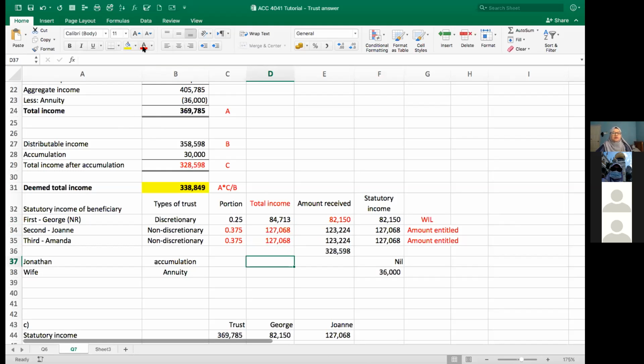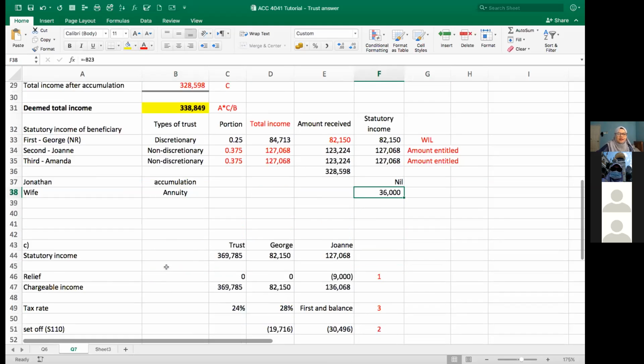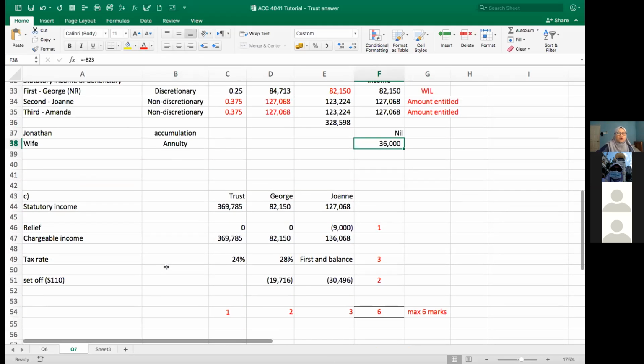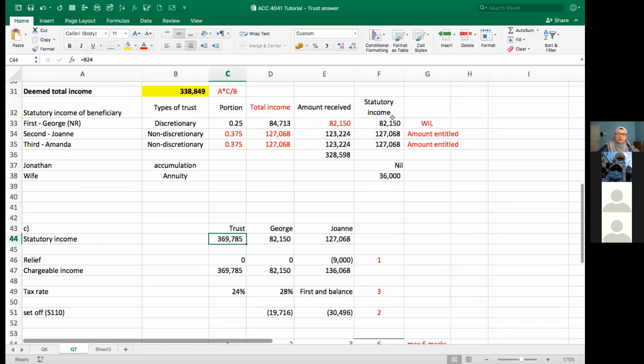Okay. Jonathan, because it's an accumulation, the statutory income is nil, it's not taxable. Y will be based on the annuity, which is 36,000. Because Dr. Sawa has made the computation, and then what does he compute? He takes the statutory income again, statutory income for Trust, George and Joanne.